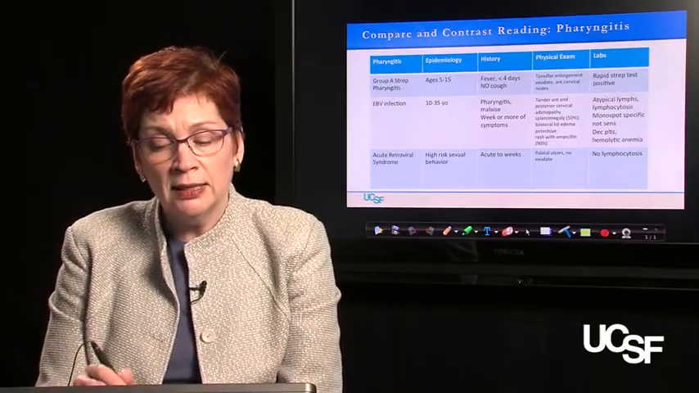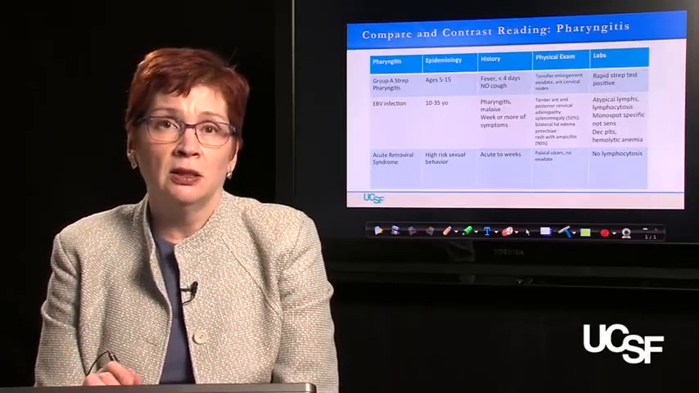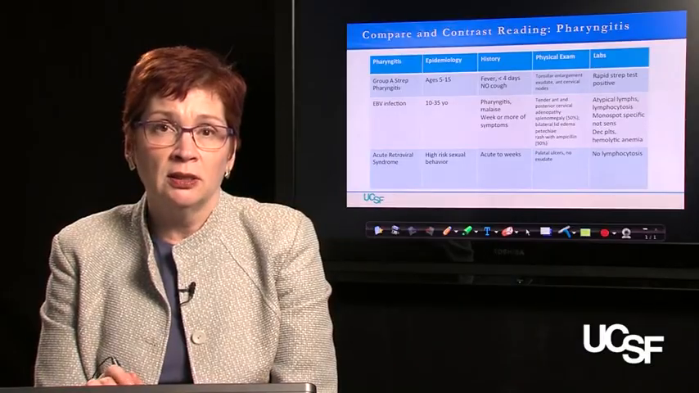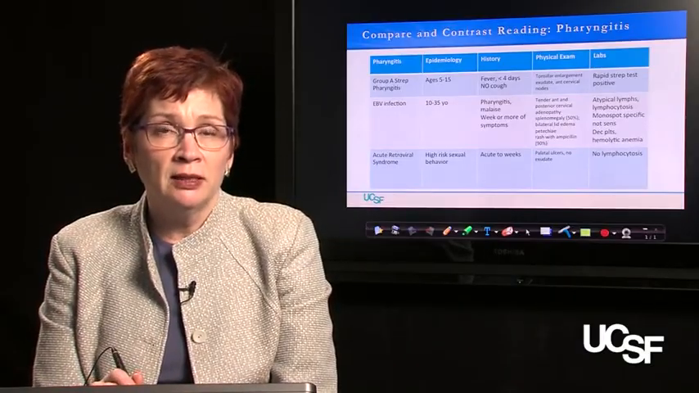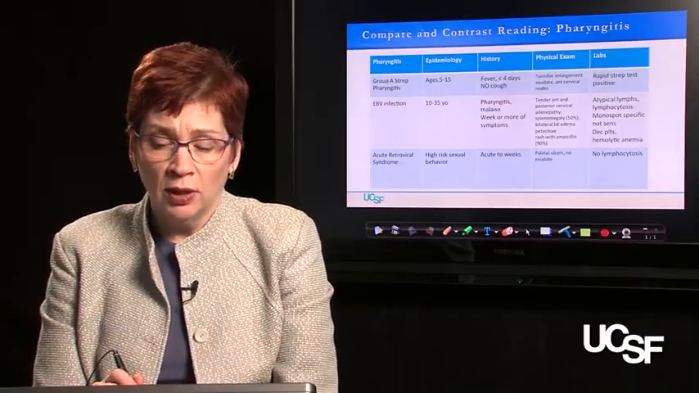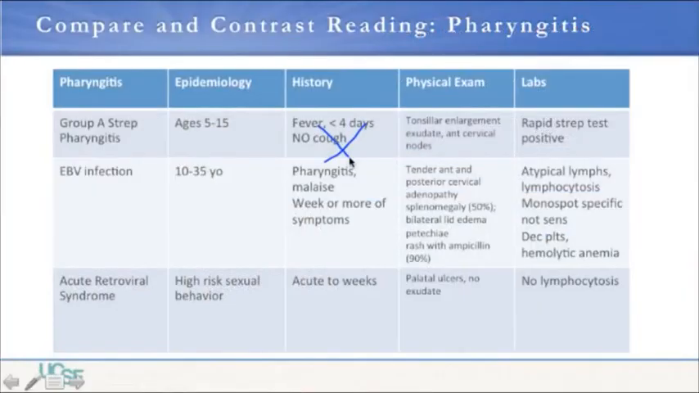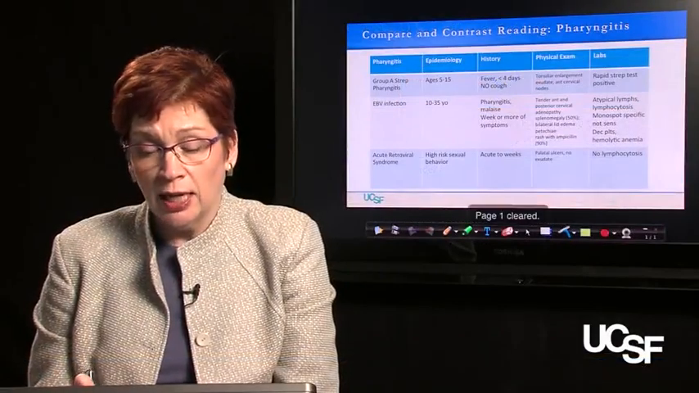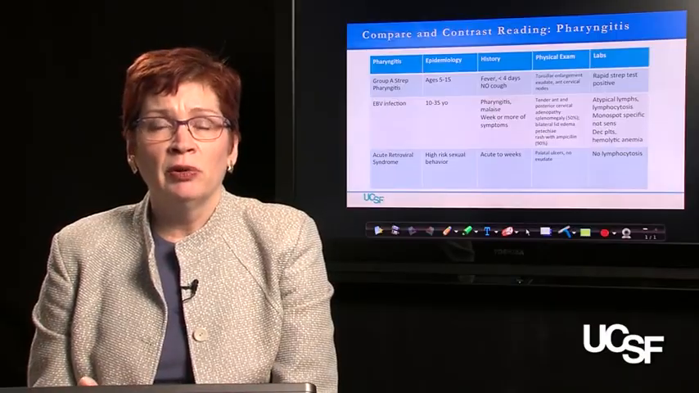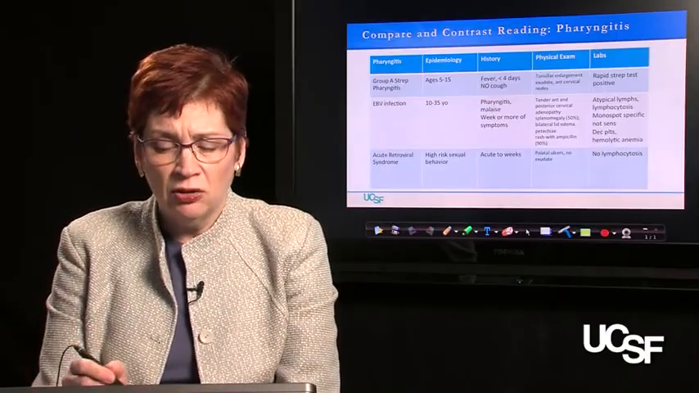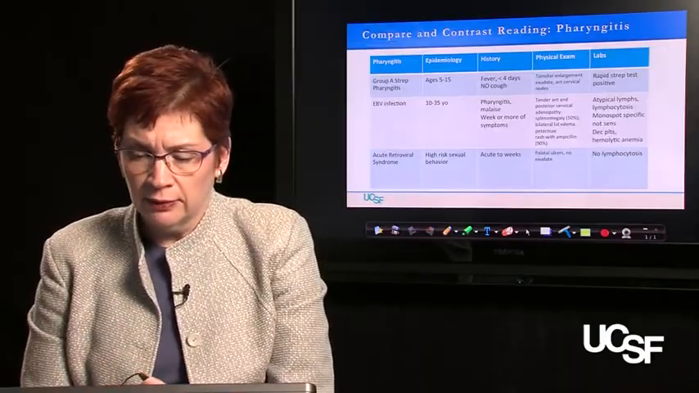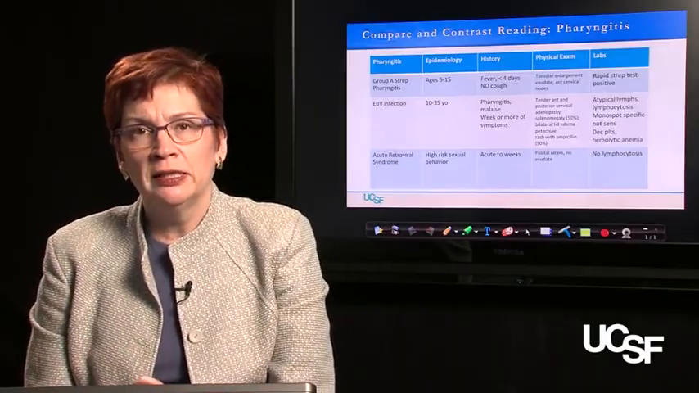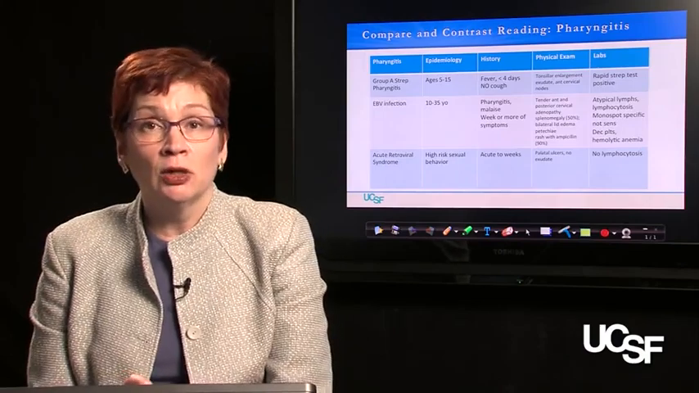So already you can see in this element of the illness scripts, there are some important distinctions. If the symptoms have been present for a week or more, that pretty much excludes group A pharyngitis and is going to make you look more closely at EBV or acute retroviral infection. In contrast, if the symptoms have been present for a short period of time, it could occur in any of these three diseases. Now let's look at physical exam and see if there are any differentiating or key features there.